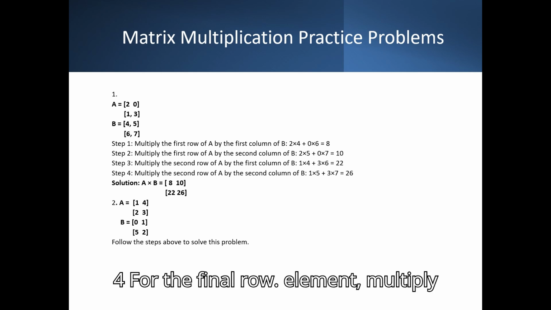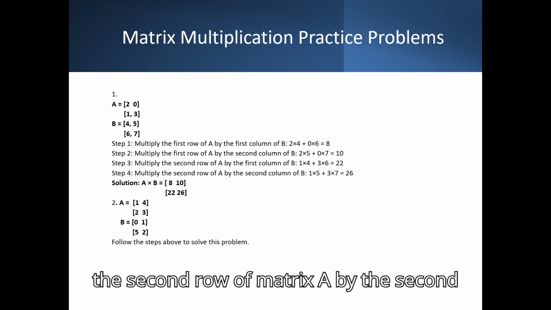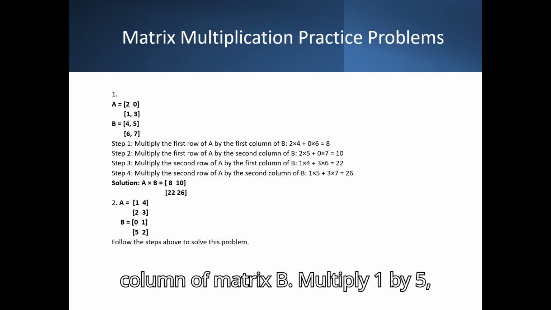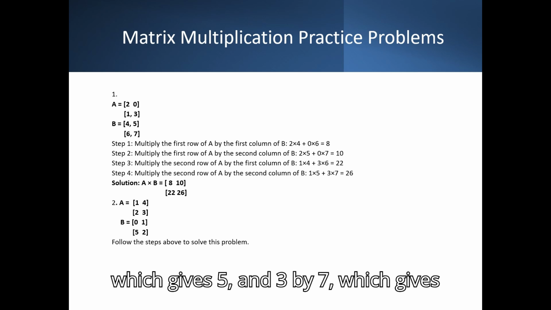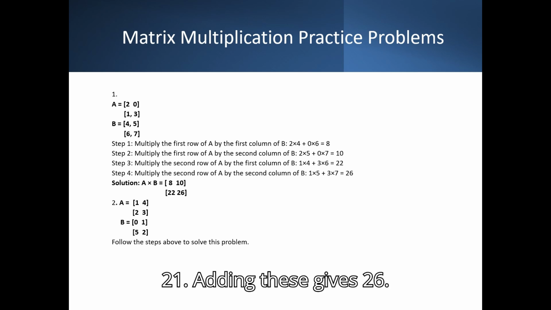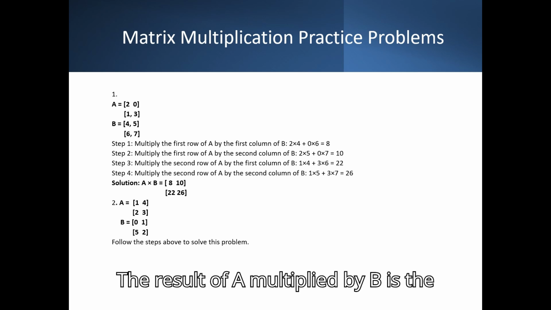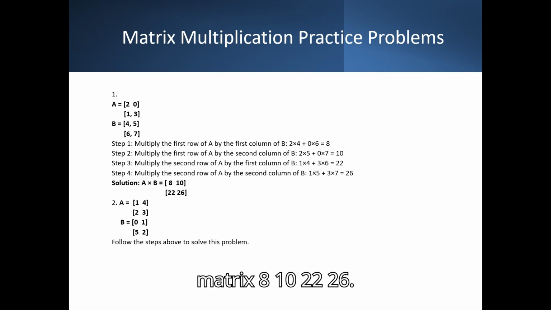Step 4. For the final element, multiply the second row of matrix A by the second column of matrix B. Multiply 1 by 5, which gives 5, and 3 by 7, which gives 21. Adding these gives 26. The result of A multiplied by B is the matrix 8, 10, 22, 26.